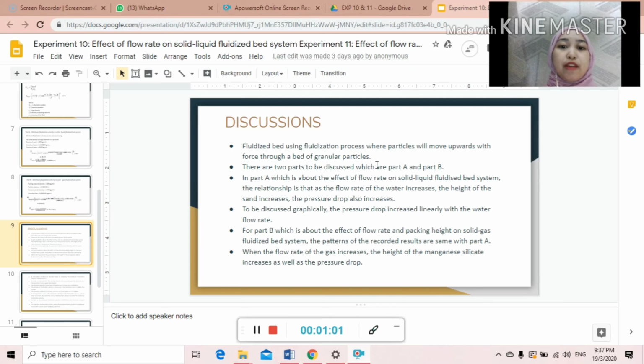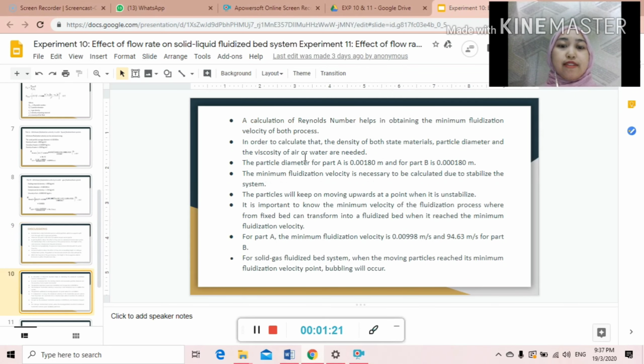For part B, which is about the effect of flow rate and packing height on the solid gas fluidized bed system, the patterns of the recorded results are the same as part A. When the flow rate of the gas increased, the height of the manganese silicate increased, as well as the pressure drop. Next, a calculation of the Reynolds number helps in obtaining the minimum fluidization velocity of both processes.